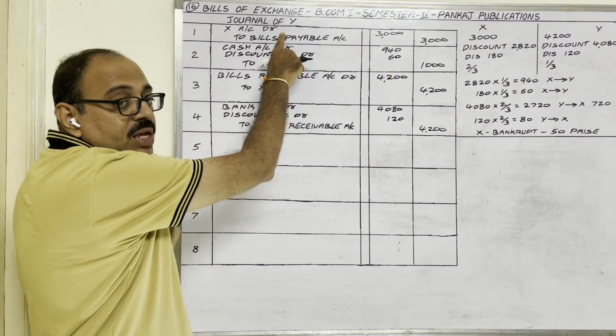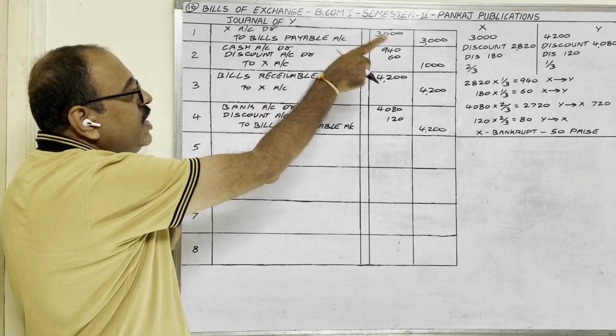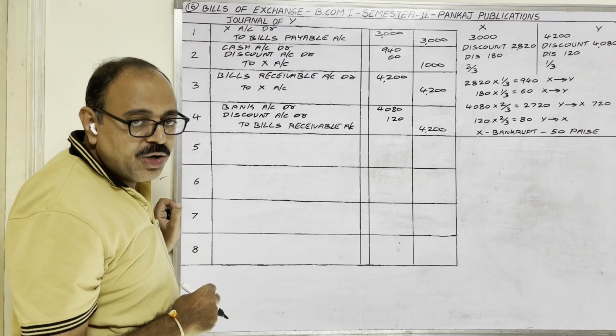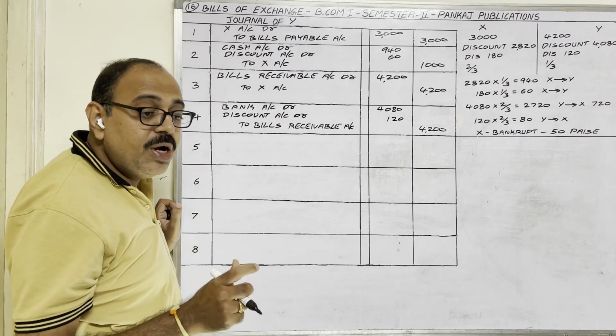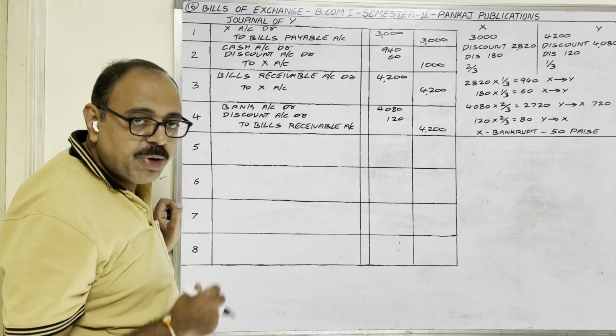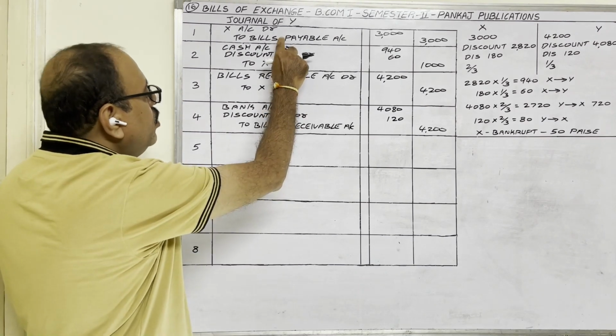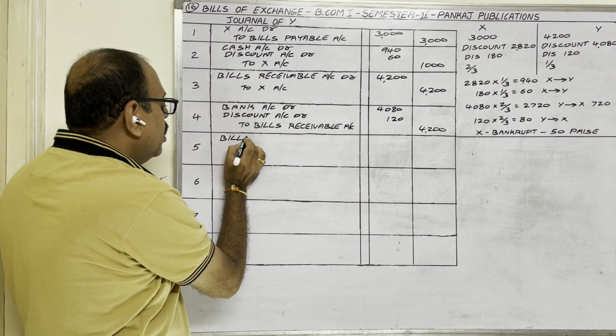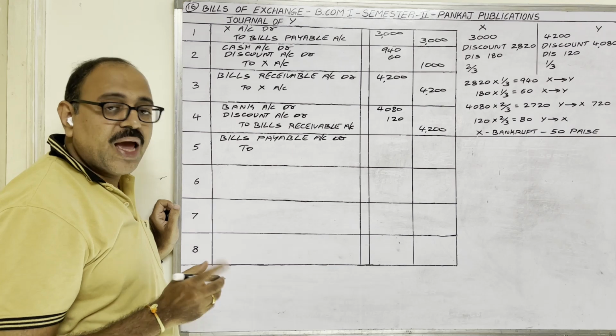See this first entry. First bill, when Y is accepting, bills payable is credited because it is a liability to Y. Now this liability will get cancelled because Y is paying money. Therefore we have to debit bills payable account. Bills payable account debtor. Y paid money. From Y cash is going.